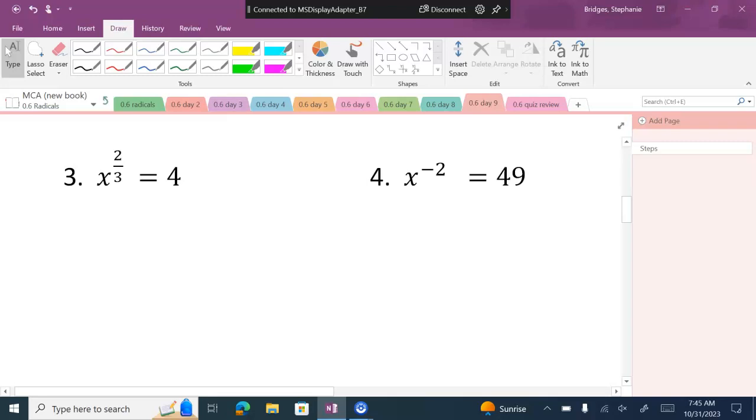So you've got x to the 2/3 power equals 4. Remember, the first step is to get that variable all by itself with the exponent, everything else on the other side of the equation. Is that already done for me? Okay. Then I need to raise both sides to the reciprocal power. What is the reciprocal of 2/3? 3/2. So I'm going to do that on both sides.